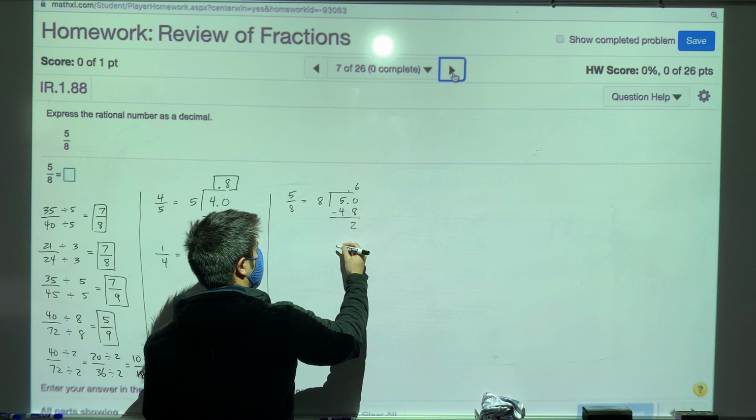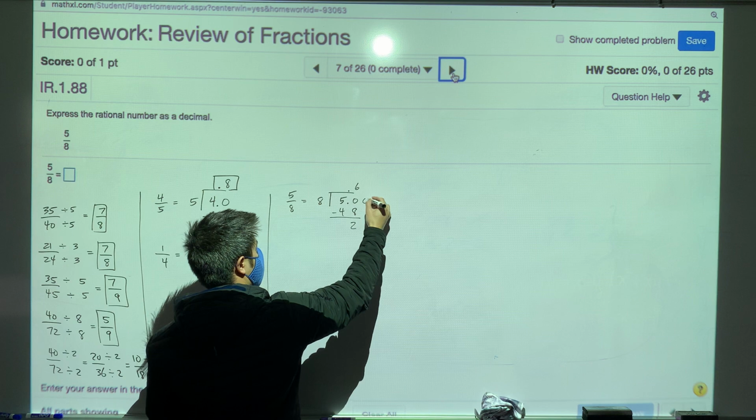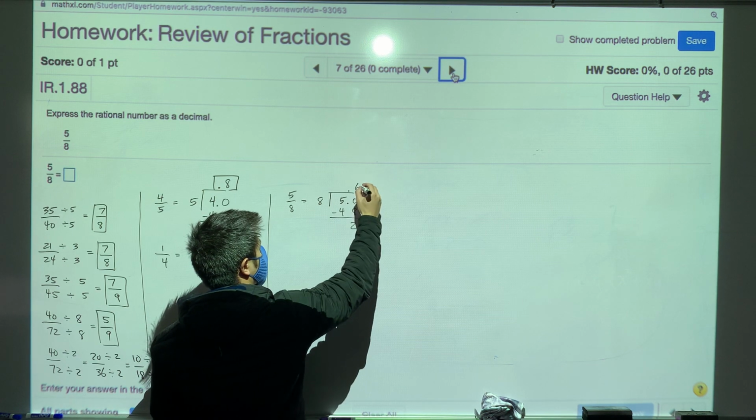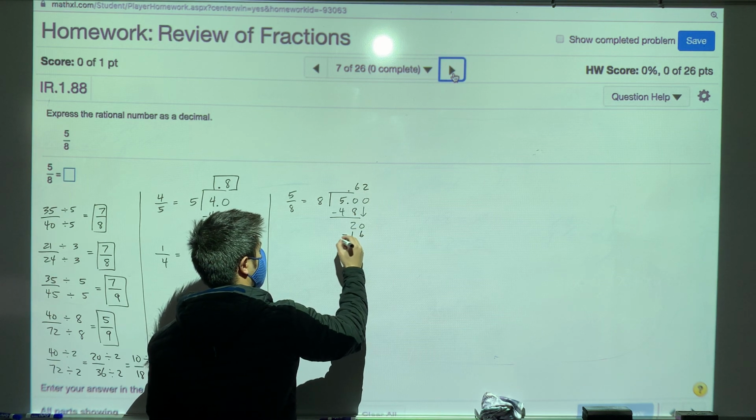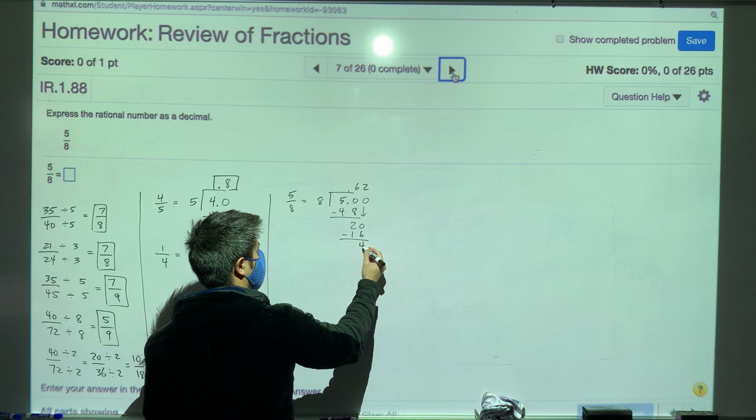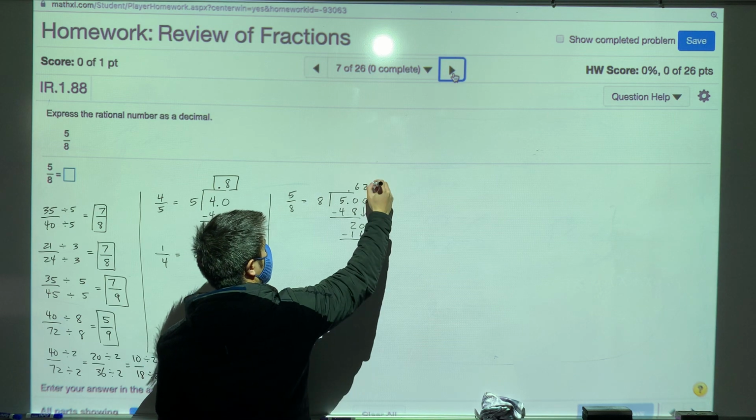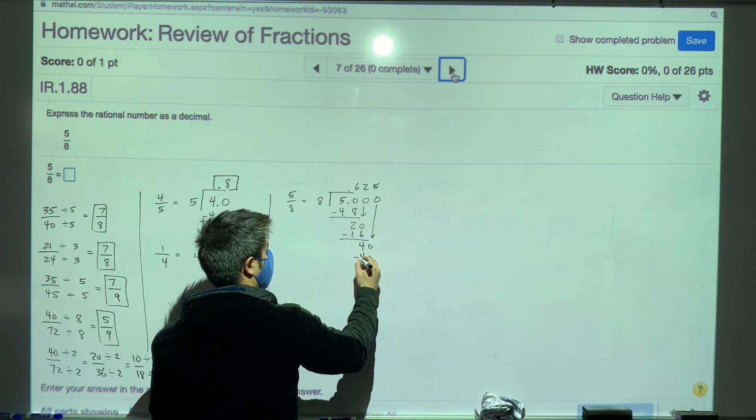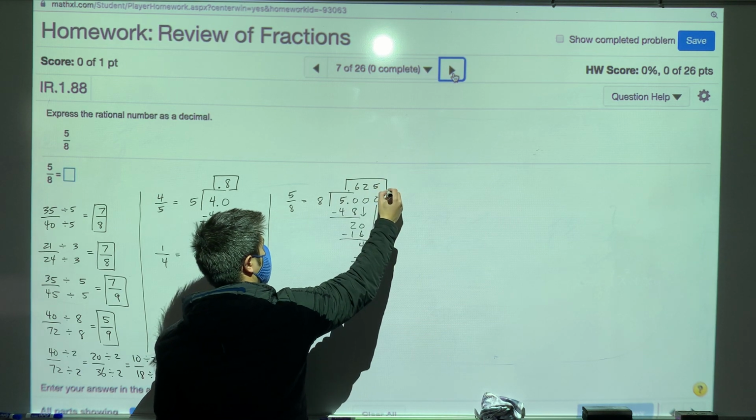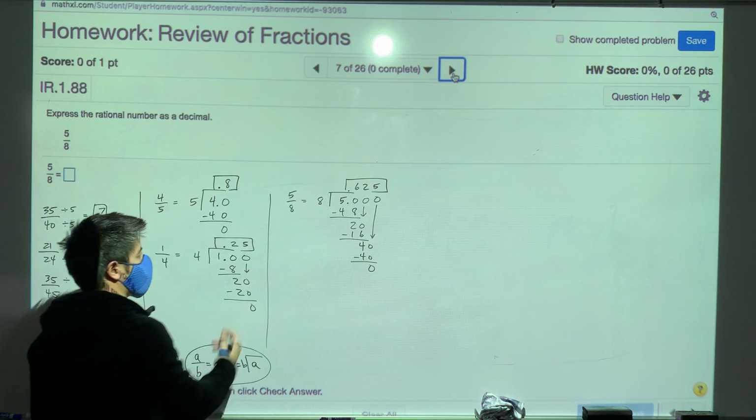Subtract. There's a 2. We're not done yet because that's not a remainder of 0, so we'll add a 0 here and keep going. Will 8 go into 20? Yes, 2 times for a 16. Subtract. That leaves us with a 4. Since I don't have a 0 remainder, I'm going to keep going. Add a 0. Will 8 go into 40? Yes, 5 times for a 40. And now that I have a 0 remainder, I know I'm done. This 0.625 would be the decimal equivalent to 5 over 8.